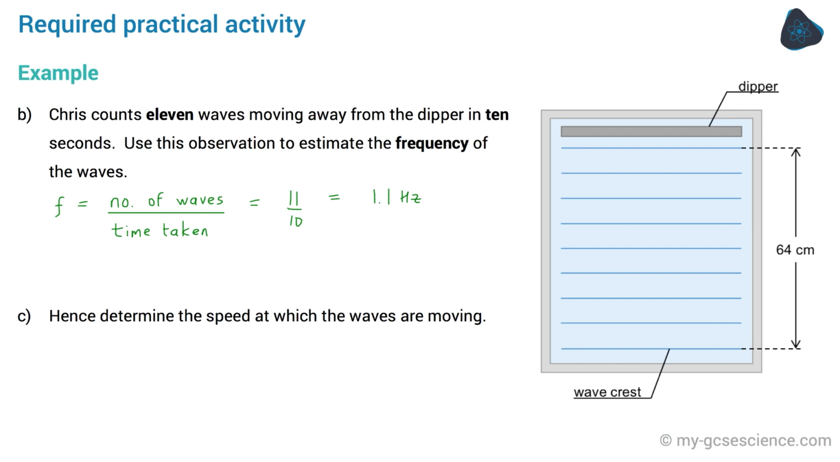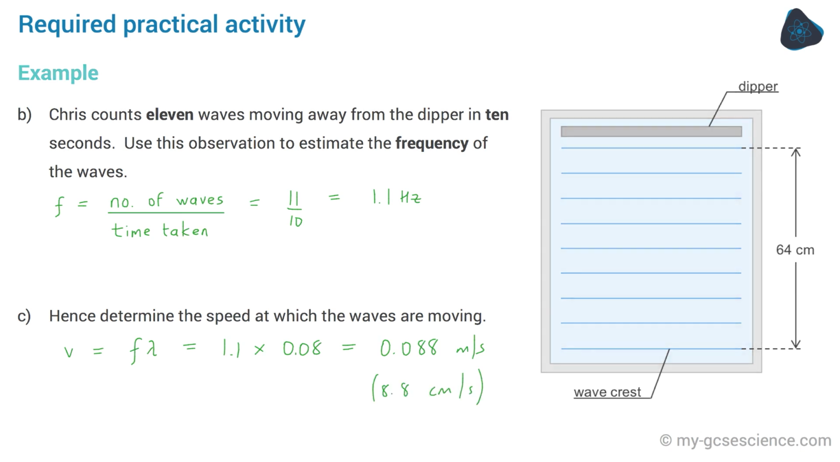Lastly, to work out the speed of the waves, we just use the wave equation, v equals f lambda, then sub in our numbers, 1.1 times 0.08, to give an answer of 0.088 meters per second, or in centimeters per second, 8.8 centimeters per second.